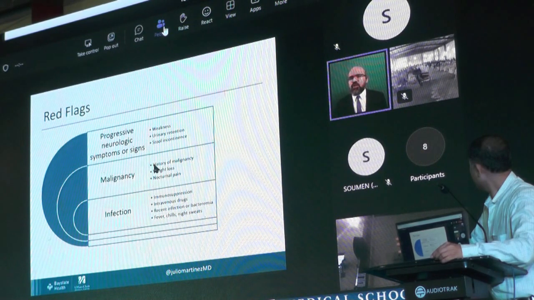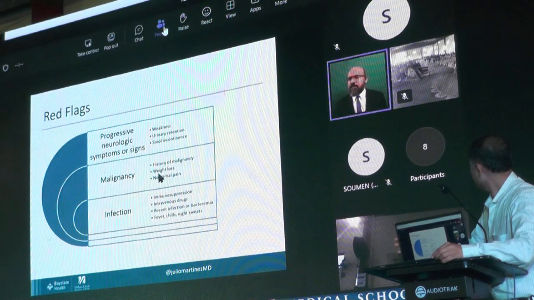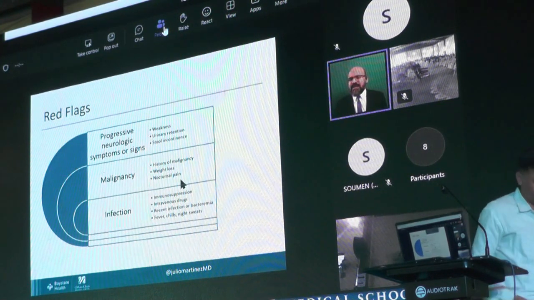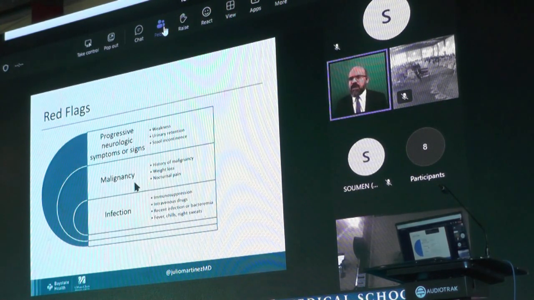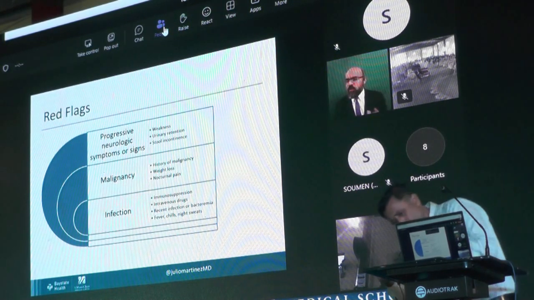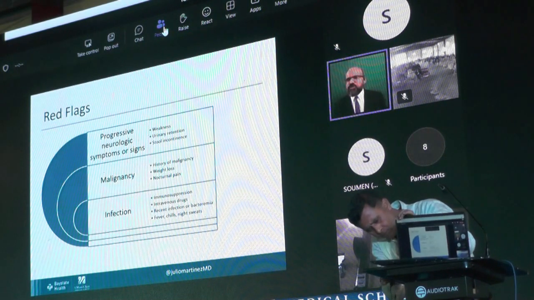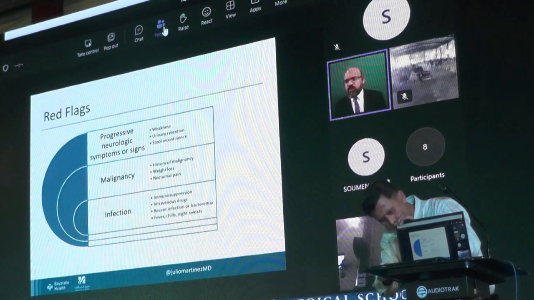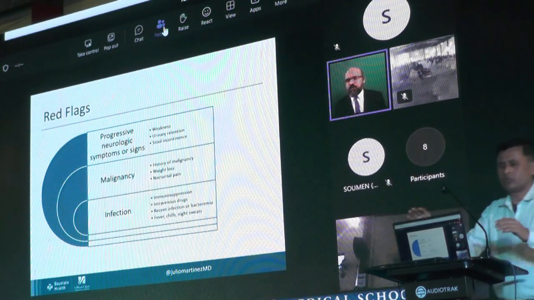Now, patients that have a history of malignancy, if the patient is losing weight too fast or they're having pain at night, that may be consistent with a malignancy. Now, as I said earlier, most patients with back pain will improve when they lay down at nighttime. So if the pain gets worse when you lay down, it's possible that there is a tumor that is congested with blood.